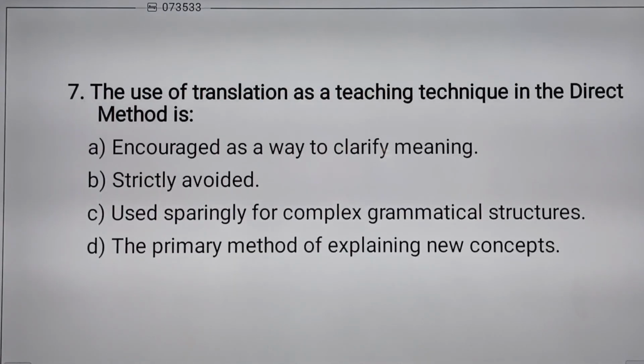Next, the use of translation as a teaching technique in the direct method is A. Encouraged as a way to clarify meaning. B. Strictly avoided. C. Used sparingly for complex grammatical structures. D. The primary method of explaining new concepts. The right answer is B. Strictly avoided. Use of translation is strictly avoided in the direct method.